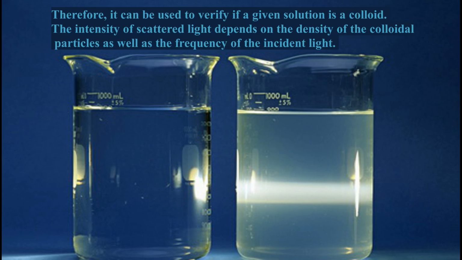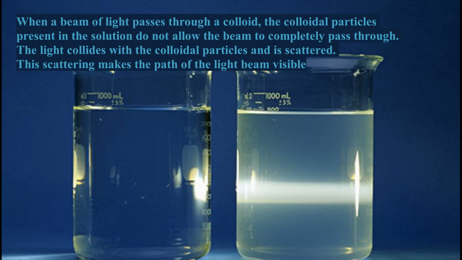The intensity of scattered light depends on the density of the colloidal particles as well as the frequency of the incident light. When a beam of light passes through a colloid, the colloidal particles present in the solution do not allow the beam to completely pass through. The light collides with the colloidal particles and is scattered. It deviates from its normal trajectory, which is a straight line. This scattering makes the path of the light beam visible, as illustrated below.